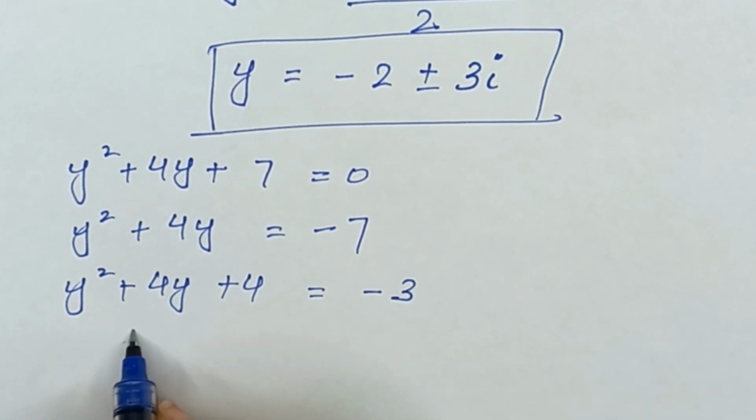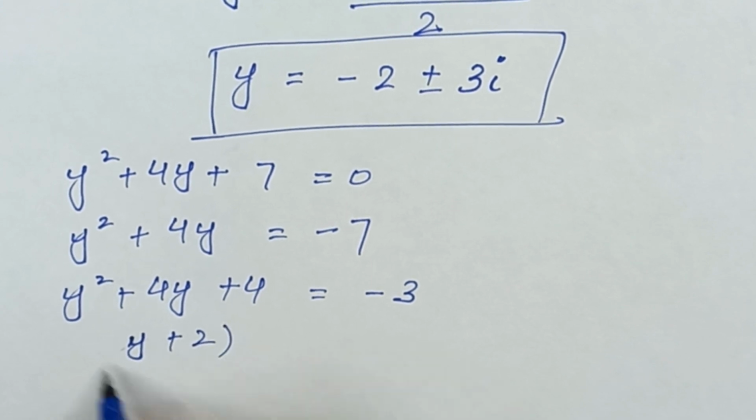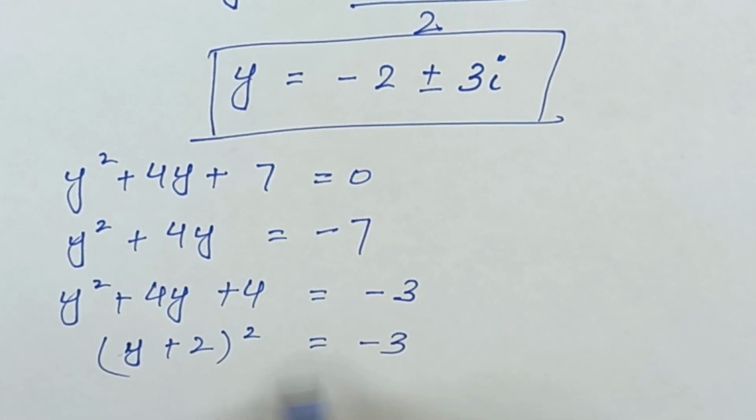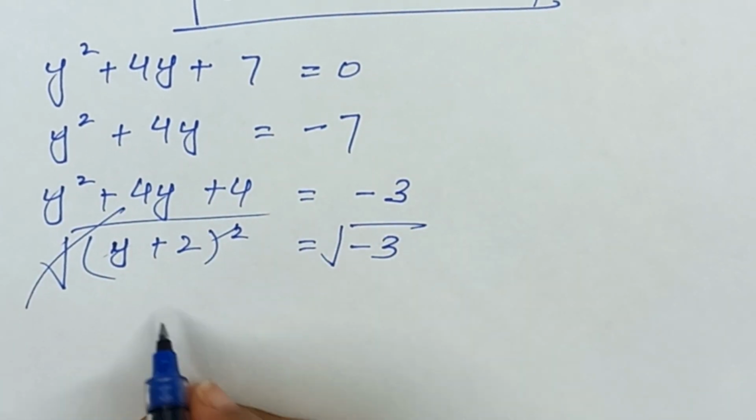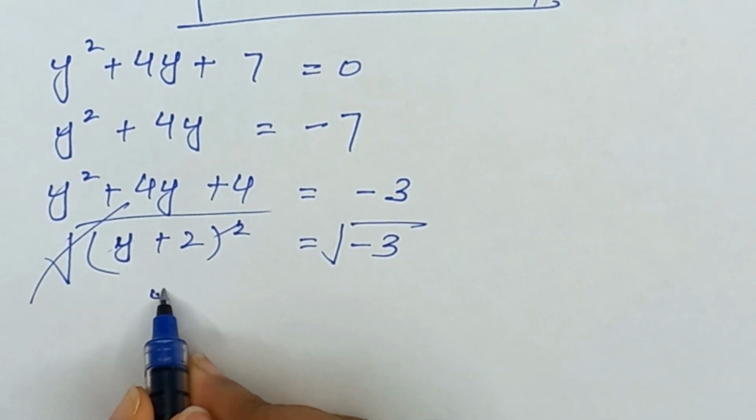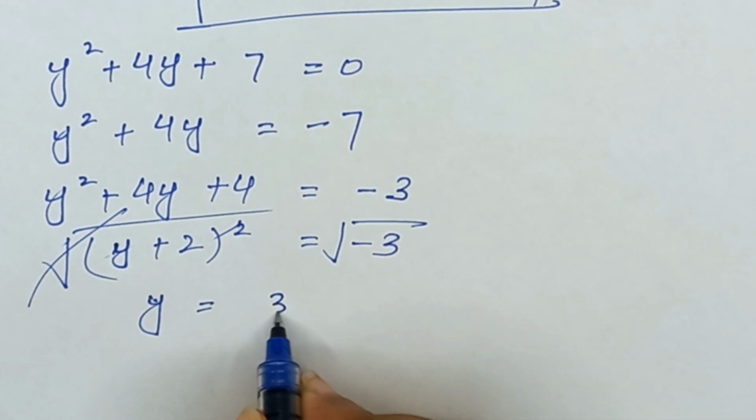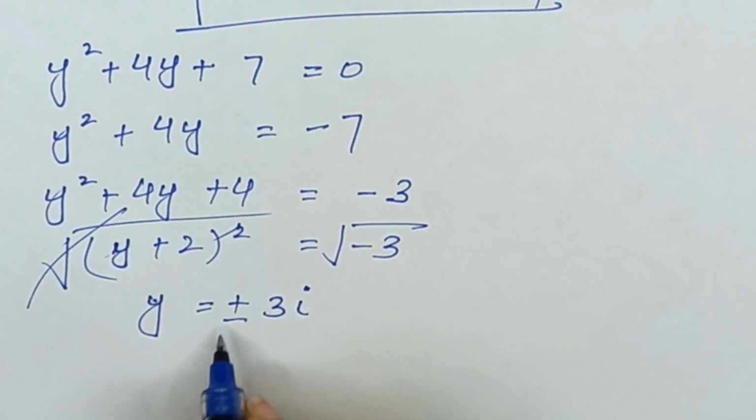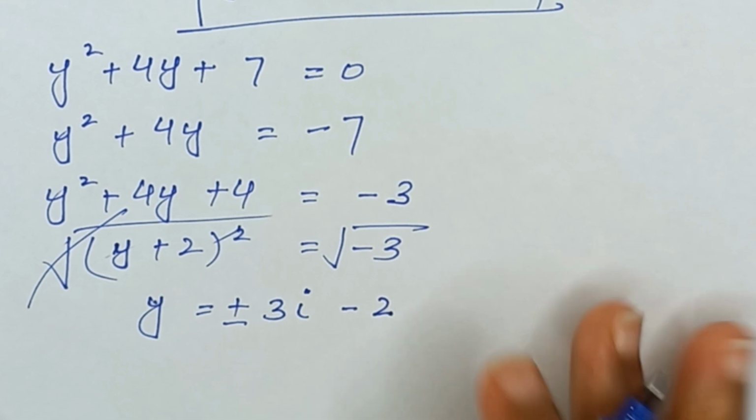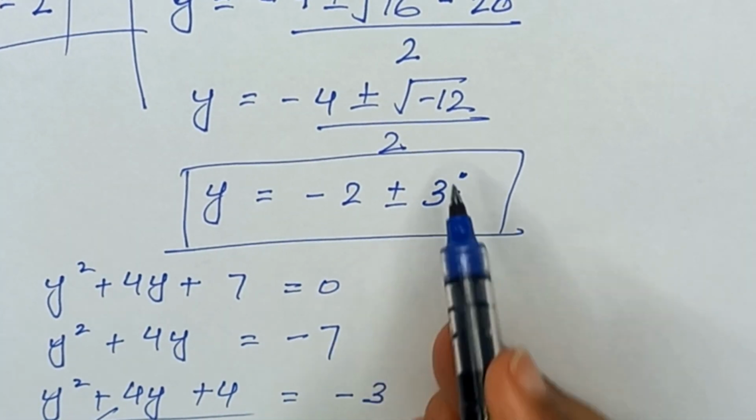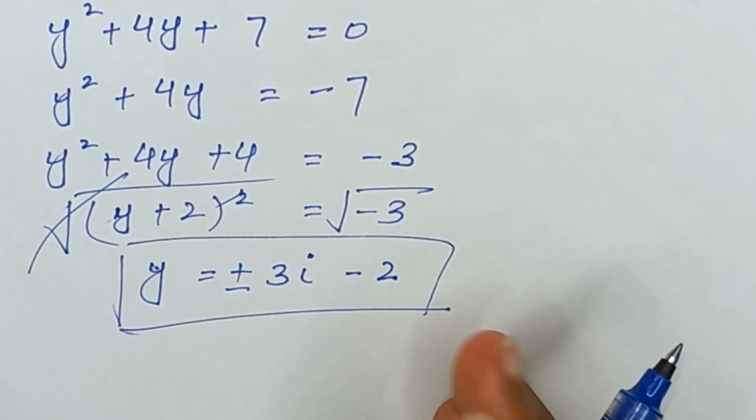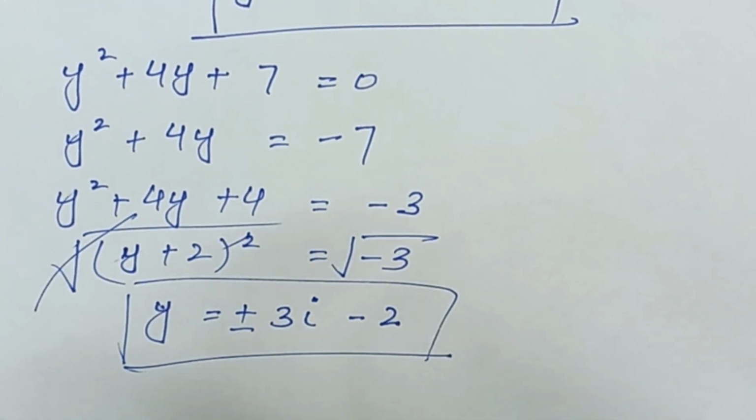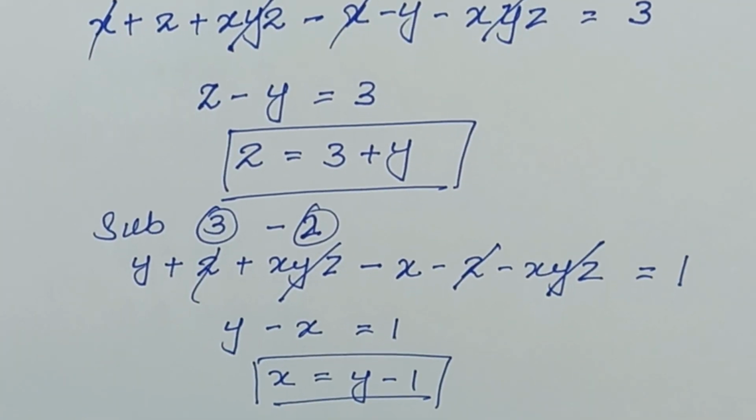Now you can see that it is of the form y plus 2 whole square, and it is equal to negative 3. Taking square root on both sides, the square and square root will be cancelled out, and it will be y is equal to plus minus 3 iota and negative 2. Now you can see that in both ways we have the same value of y. Now these are the values of y, and we have to find the values of x and z.